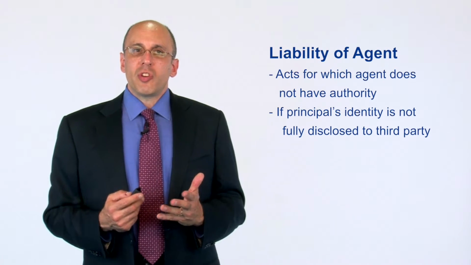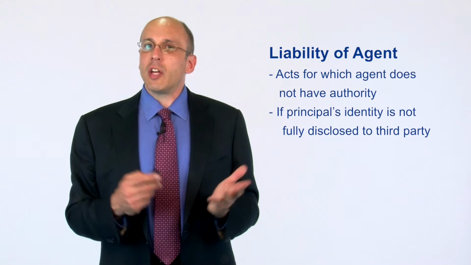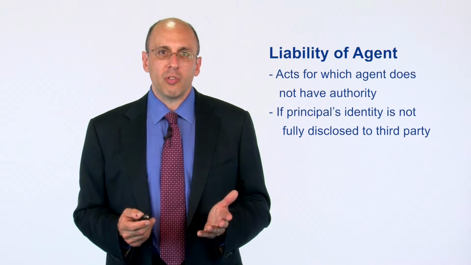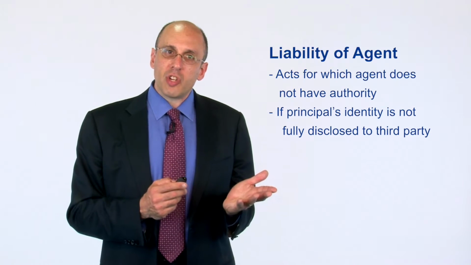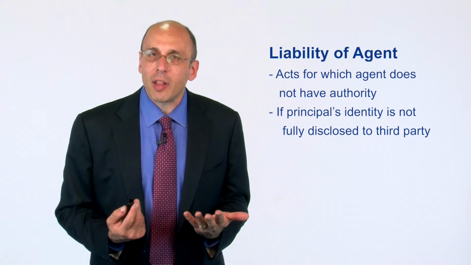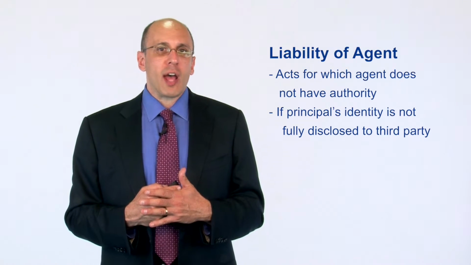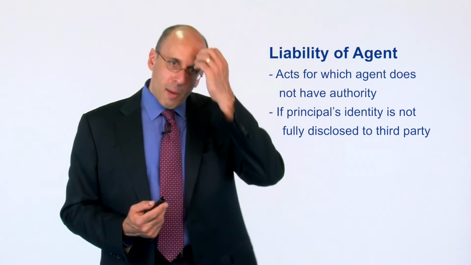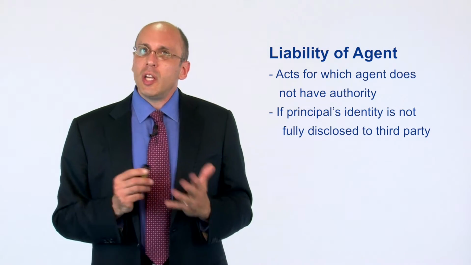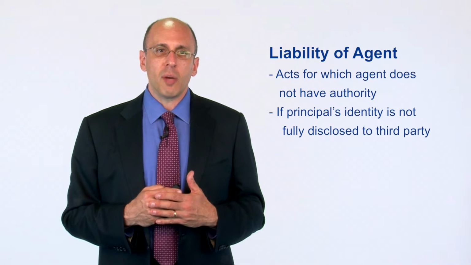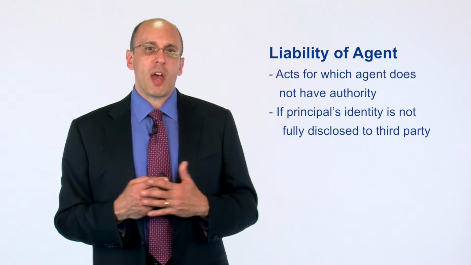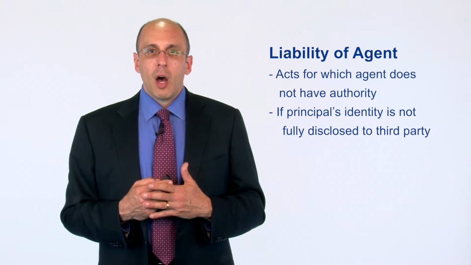Now, if the agent does not have authority to act, then of course the agent will be liable for any transactions to which she enters. If the agent does have the authority to act, then the agent will generally not have any liability for her actions. That makes sense. But liability will sometimes be imposed even if there is a principal-agent relationship. And we should look at a few circumstances where that might be true.